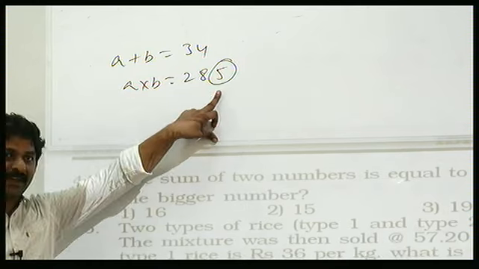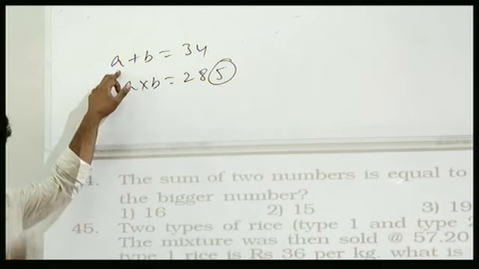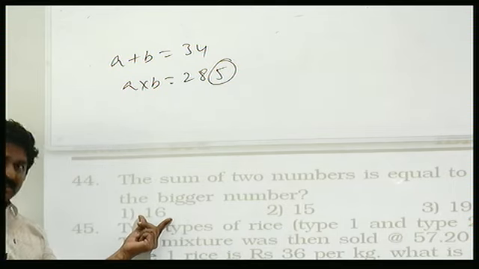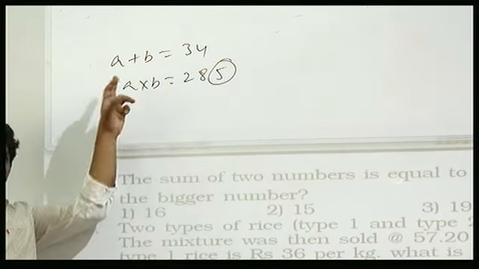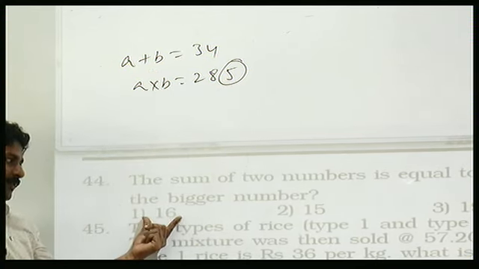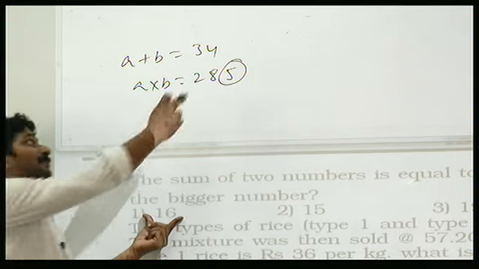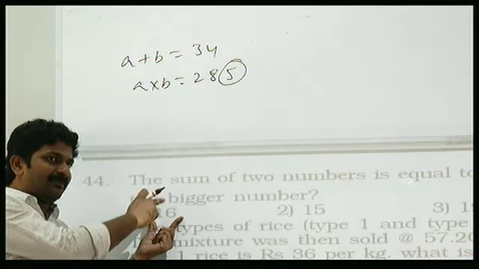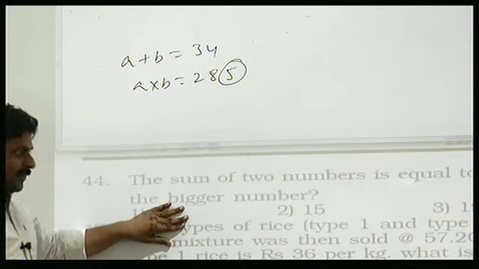As the last digit is 5, one of the numbers should end with 5. Yes or no? Right. If it is 16, because you don't know whether the bigger number or the smaller number is ending with 5. So if it is 16, as the sum of two numbers is 34, will the other number end with 5? This cannot be the answer.